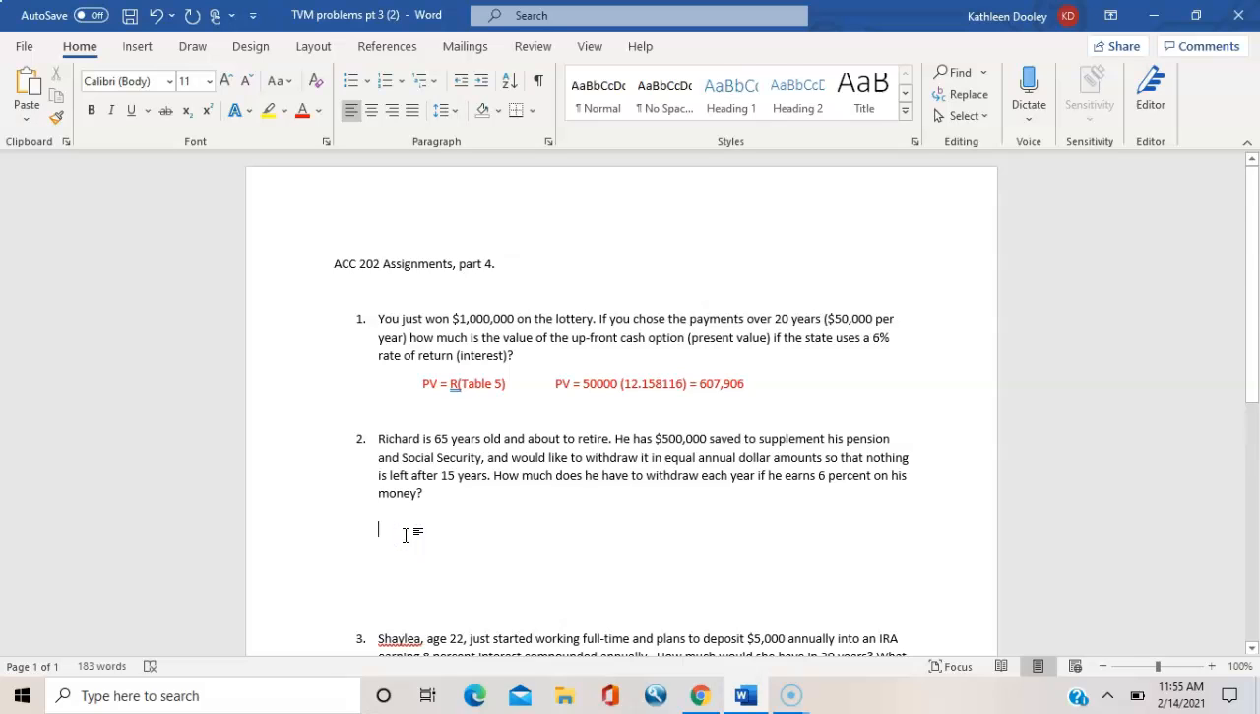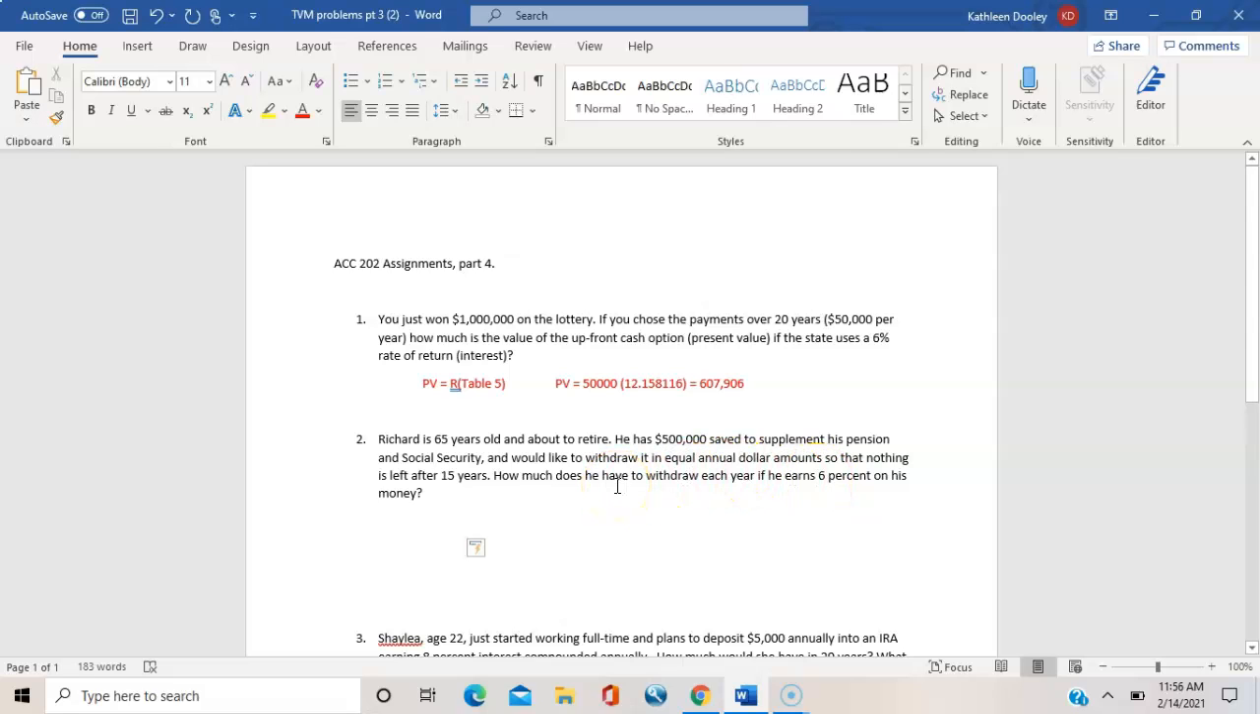Okay, let's take a look at the next one. Here we have Richard, 65, about to retire. He has $500,000 saved right now to supplement his pension and Social Security, and would like to withdraw it in equal annual dollar amounts so that nothing is left after 15 years. So he wants a series of payments to come out of that account. How much does he have to withdraw each year if he earns 6% on his money?